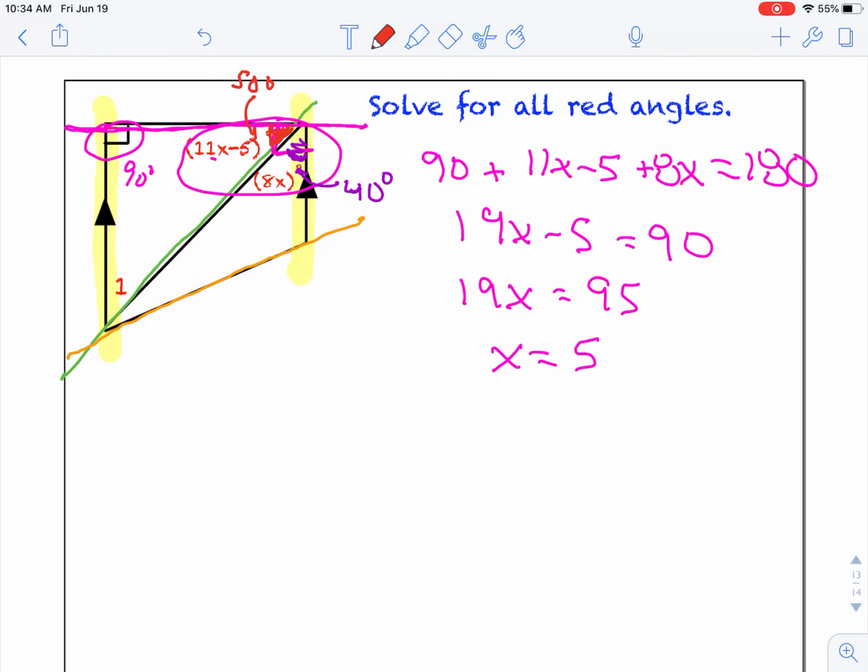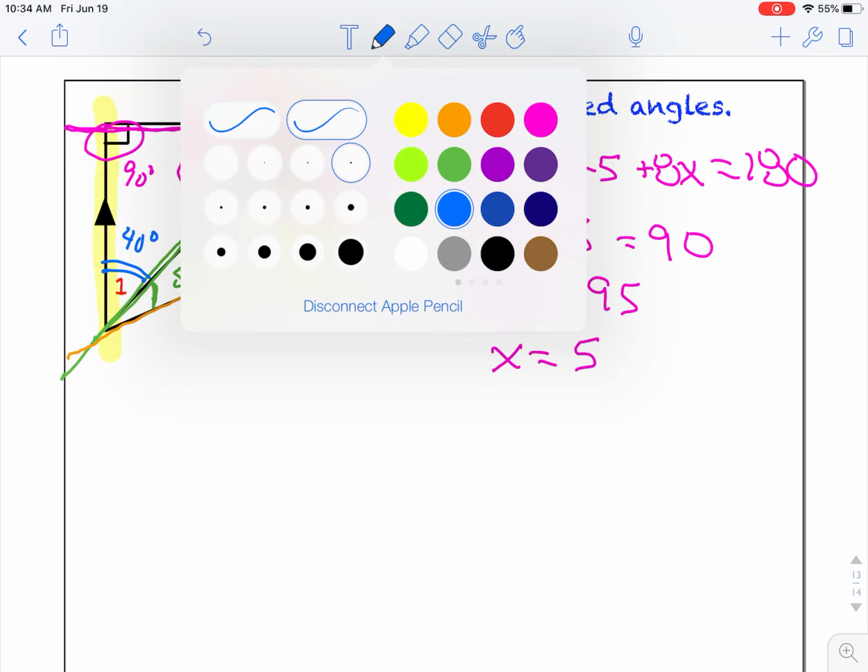Now we can actually use alternate interior angles here because of this green transversal right here. This angle right here and this angle right here are alternate interior angles. And so this part of the angle will be 50 degrees. But then you also have this angle right here and this angle right here are also alternate interior angles, so that is 40 degrees.